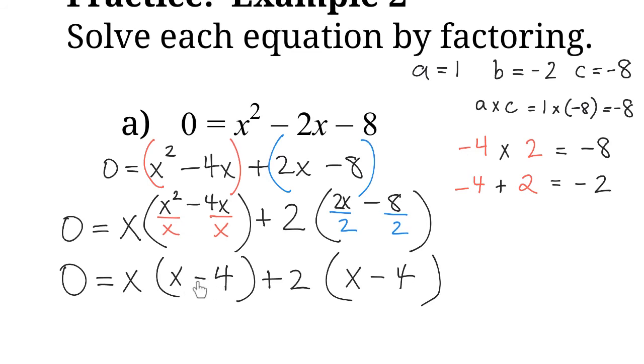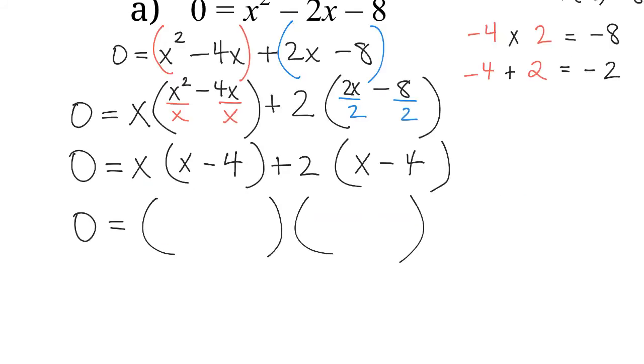So I've got x minus 4 and x minus 4 in my second bracket as well. So I know that I've done my factoring correctly. So my final step is to write the final factored equation.